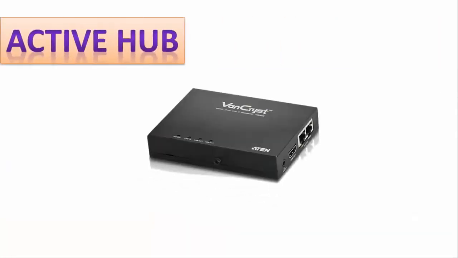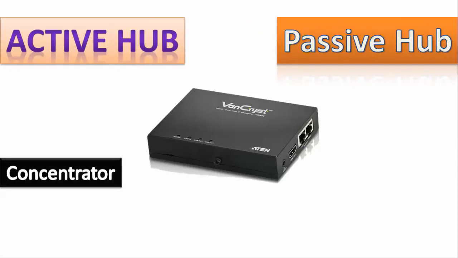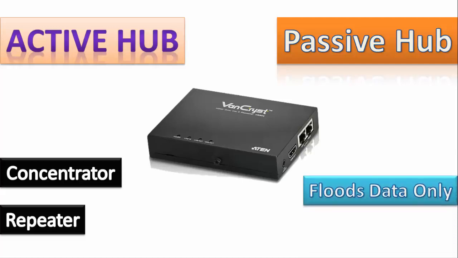Now hubs are of two types. One is active hub and the other is passive hub. Active hub is also known as a concentrator, which not only floods the data but also amplifies the data, and nowadays it is known as a repeater. On the other side, a passive hub only floods data.